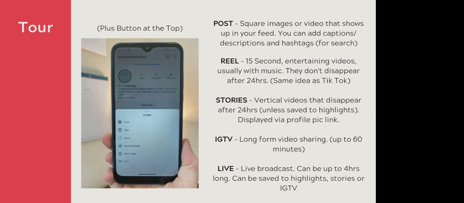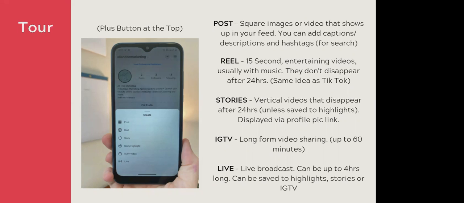But let's talk about what each of them is, just so you know. So posts are those little square images or videos that show up in your feed, and you can add captions, description, hashtag for each. And they show up in search and everything. Then you have reels. These are 15-second entertaining videos, usually with music, and these don't disappear after 24 hours.